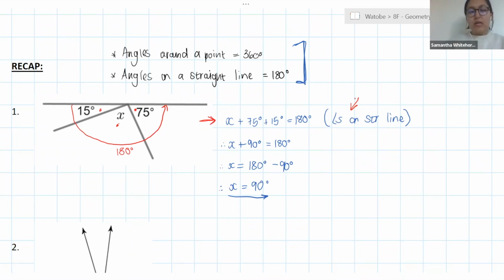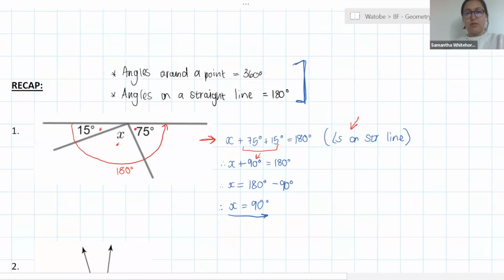So as Tando said, 75 plus 15 gives us 90. I just need to mean up the one side. And then to get x, I would have to subtract 90 on both sides. And so as we've said, x is equal to 90. Okay, cool.